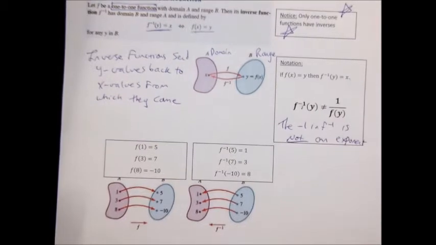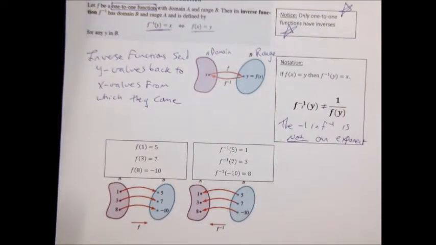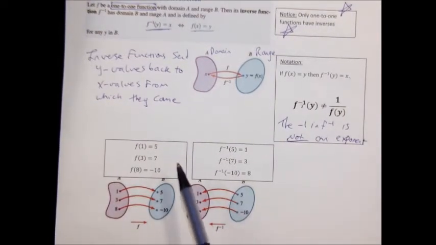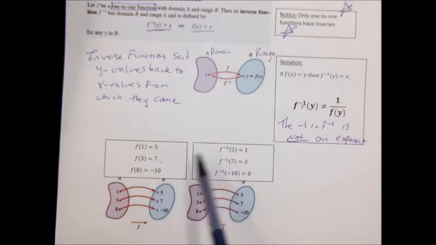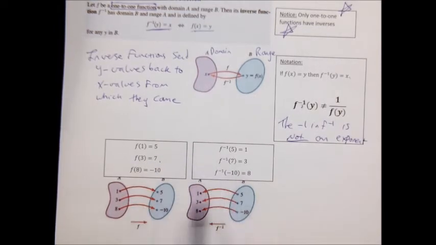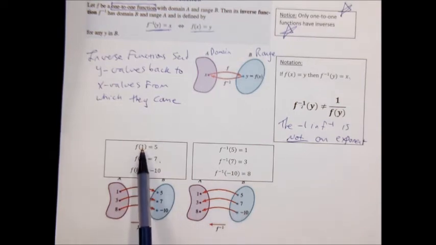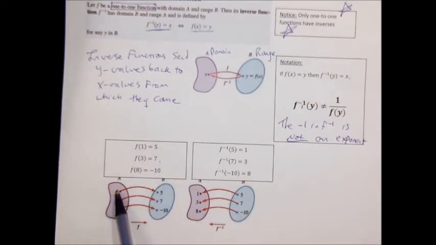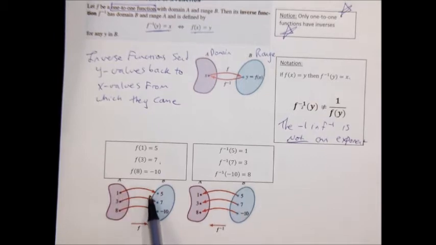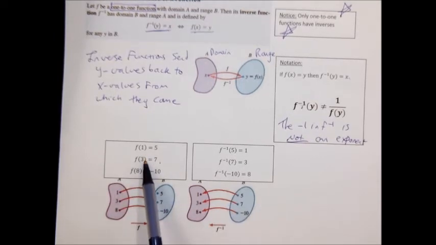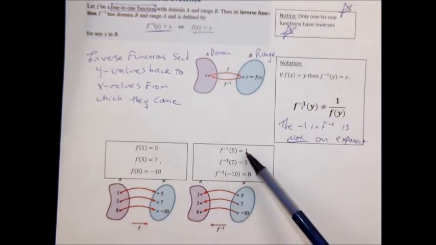So here are some practical applications of what this looks like. What's being shown in the boxes here is also being represented in the graphs below. This box says f of 1 is 5. So in other words, f takes 1 from the domain and sends it to 5 in the range, right? f of 3 is 7. It sends 3 to 7. It sends 8 to minus 10. The inverse sends them back.